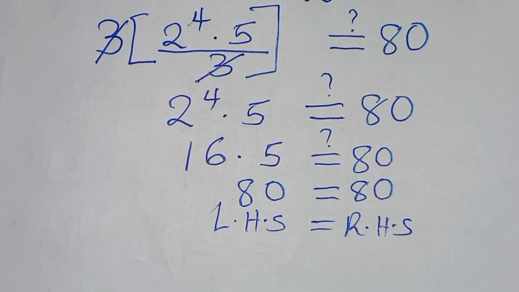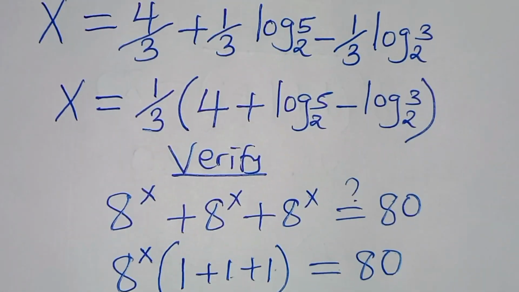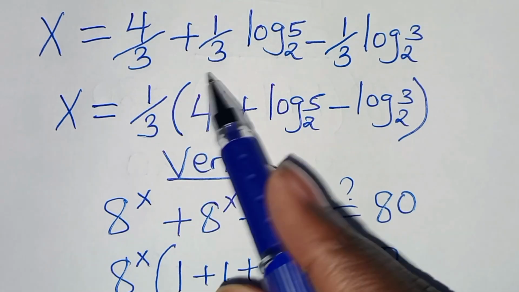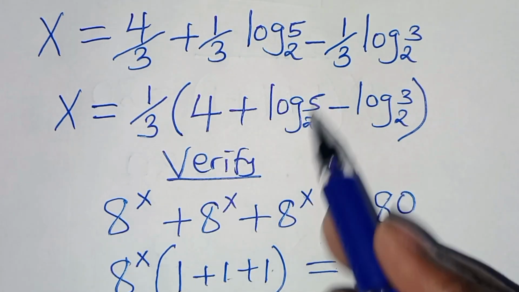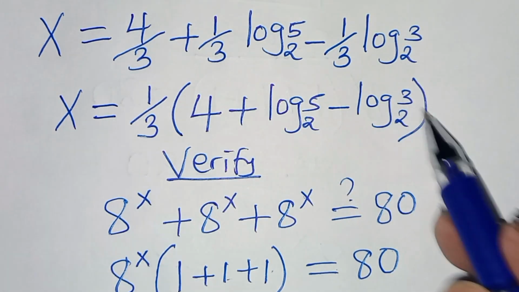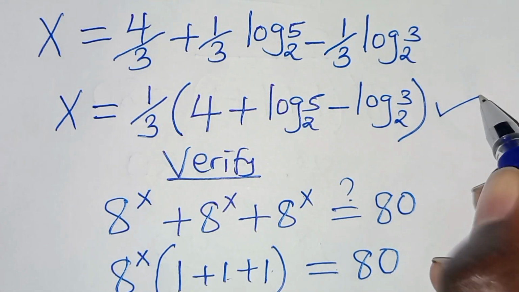And this affirms that the value of x, which is equal to a third into the parentheses 4 plus log 5 to base 2 minus log 3 to base 2, satisfies the equation.